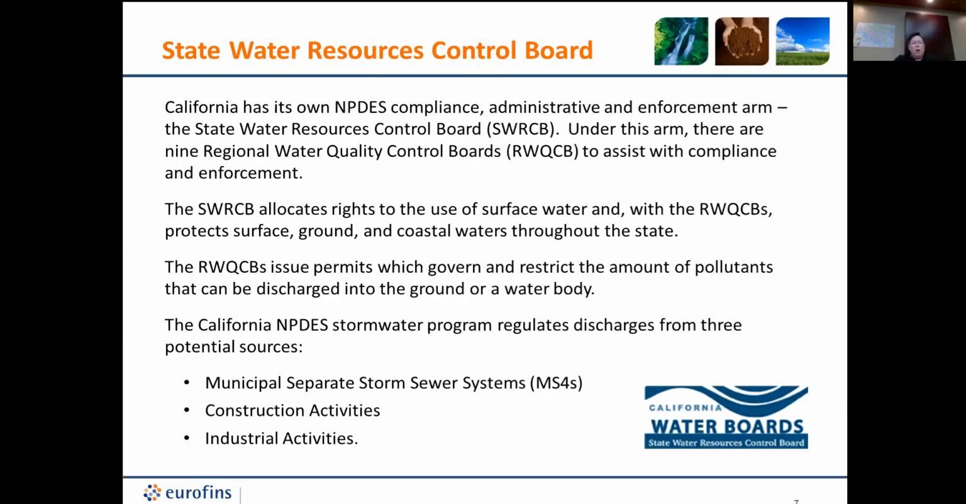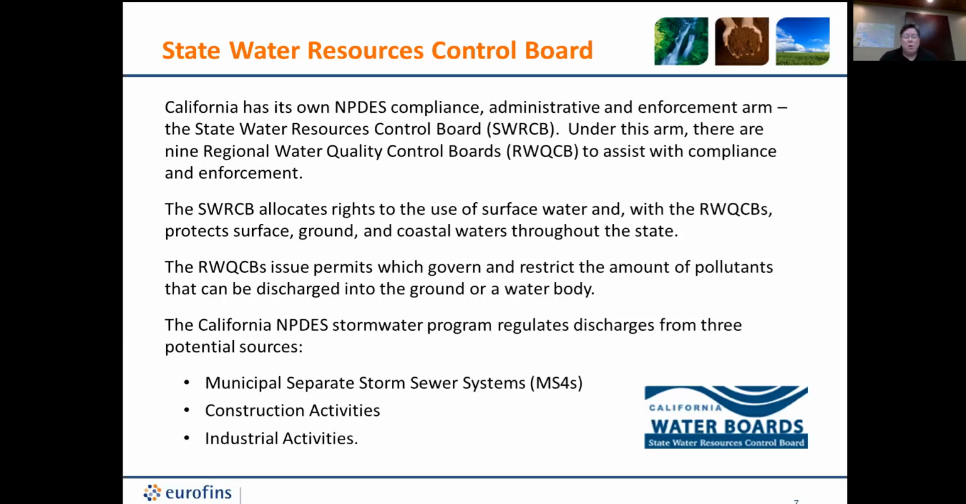And these arms are there to help assist with compliance and enforcement. In fact, the State Water Board actually allocates rights to the use of surface water, and they, along with the regional boards, are meant to join together to help protect surface, ground, and coastal waters throughout the state. So it's the regional boards that are issuing the permits, and these permits are what govern and restrict the amount of pollutants that can actually be discharged into the ground or body of water.